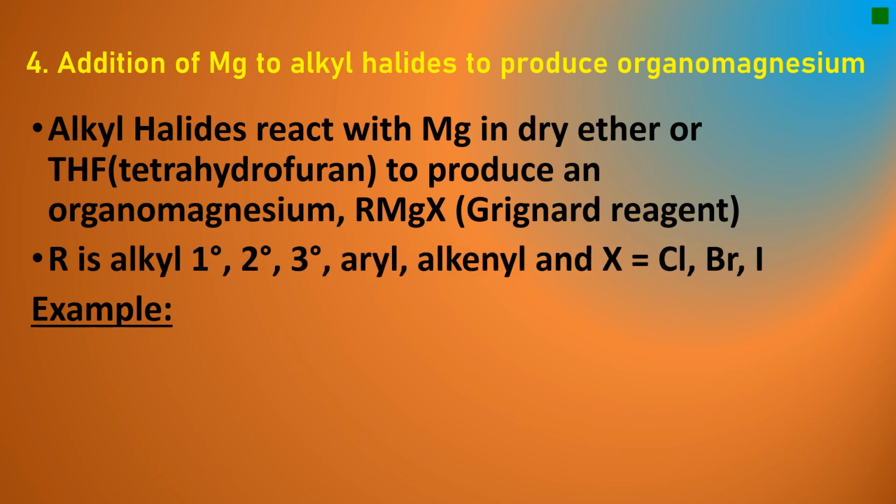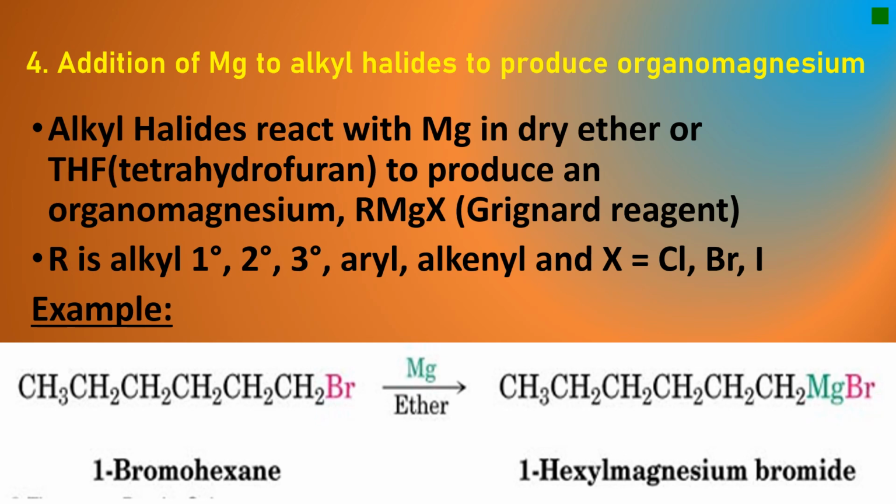Example: 1-bromohexane reacting with magnesium in ether gives 1-hexylmagnesium bromide, which is an organomagnesium.